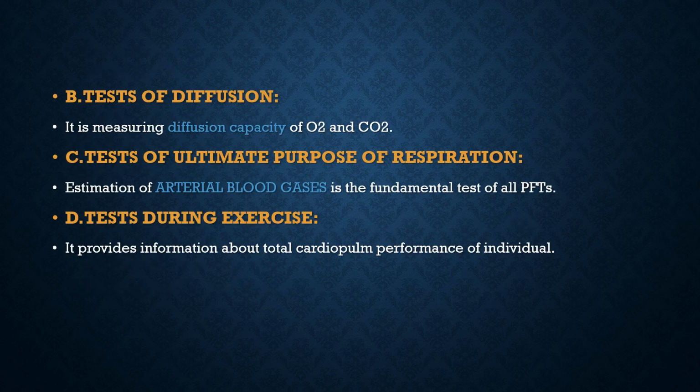So for measuring the compliance, we already know the formula, that is C is equal to delta V by delta P, and the normal compliance value is 0.13 liter per centimeter of H2O, and for the lung alone it is 0.22 liter per centimeter of H2O. So specific compliance with both intact lungs will be 0.1 liter per centimeter of H2O.